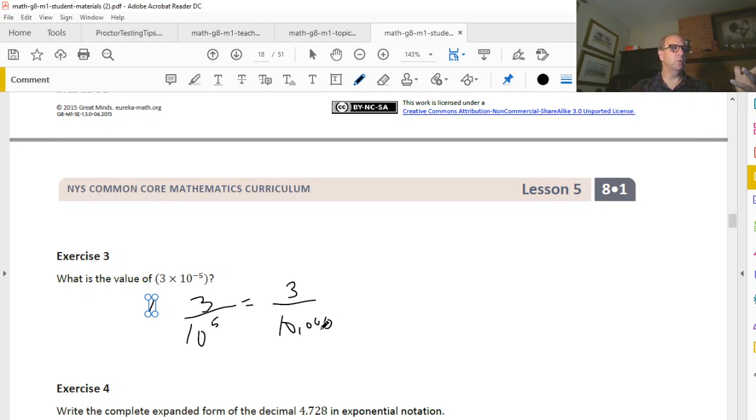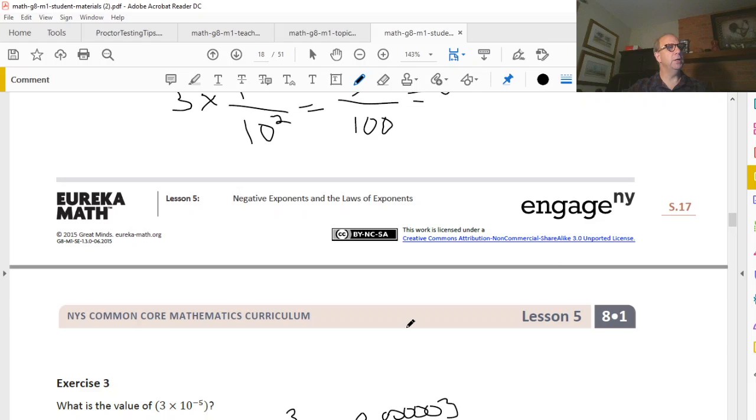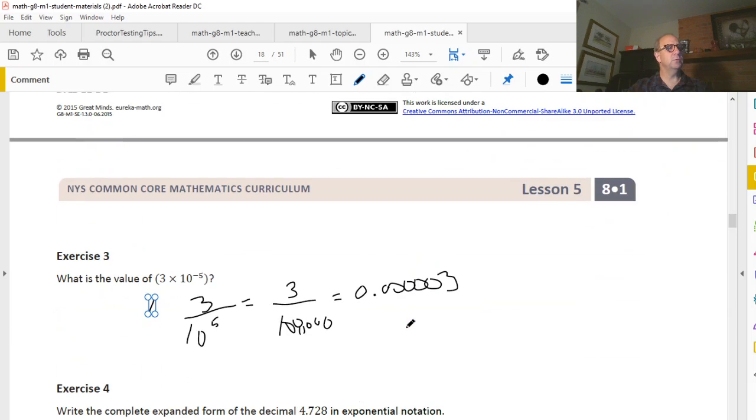1, 2, 3, 4, 5. 100,000. So 3 over 100,000. So we would do it 1, 2, 3, 4, 5. 3 10,000ths. Tens, hundreds, thousands, 10,000s. Is that right? 2 zeros, 2 places. 1, 2, 3, 4. I got too many places.